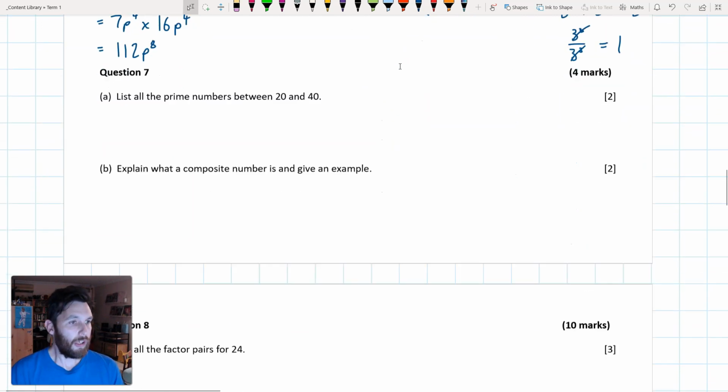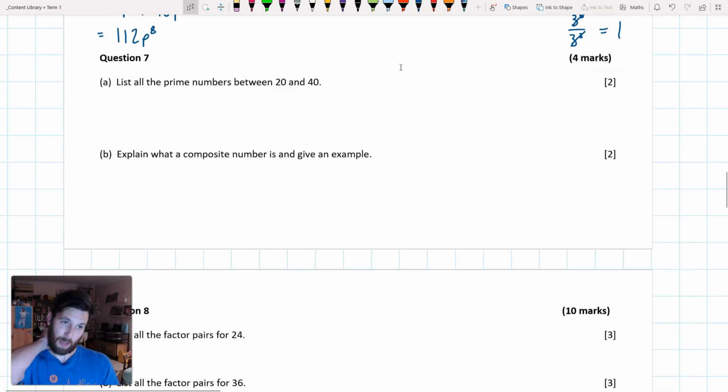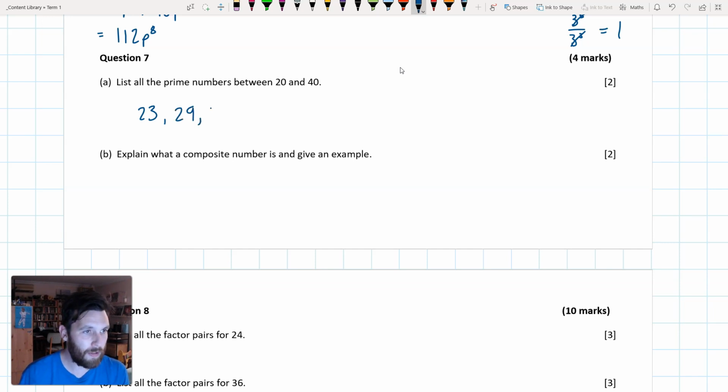Wonderful. Okay, next one we're going to list all the prime numbers between 20 and 40. Ooh, okay, so let's go through one at a time. Not 20, divisible by 2, not 21, divisible by 3, not 22, divisible by 2. Actually, I probably won't do that for the whole thing, so 23 is fine. Not 24, not 25, not 26, not 27, divisible by 3, not 28. 29 would work, as would 31. Not 33. 37 is a prime number, but not 39 because 39 is divisible by 3 as well.